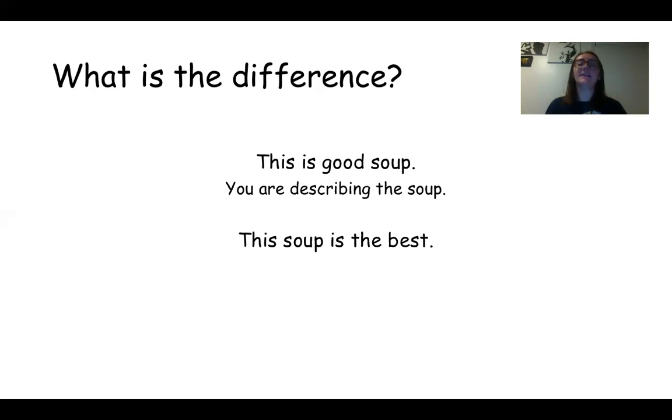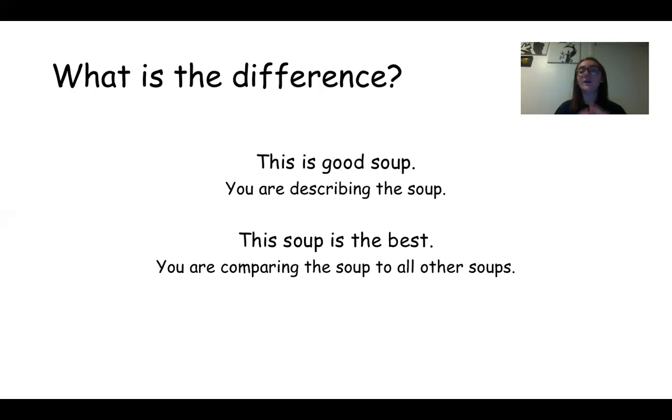If you say this is the best soup, or this soup is the best, you are comparing that soup to every other soup that you've eaten in your whole life, right? So when you say this is good soup, you're describing only that soup. But if you say this is the best soup, you're saying that this soup is better than all of the other soups.